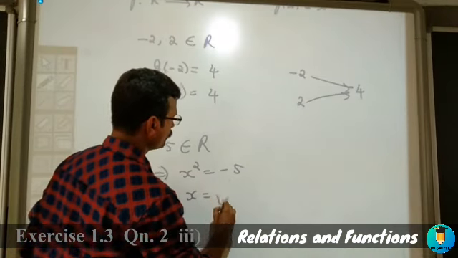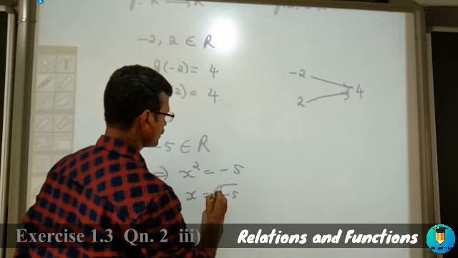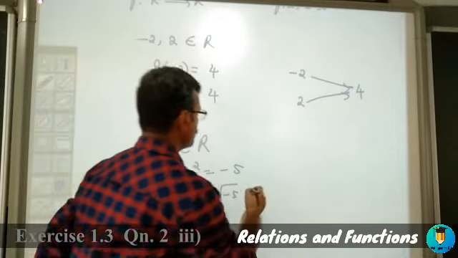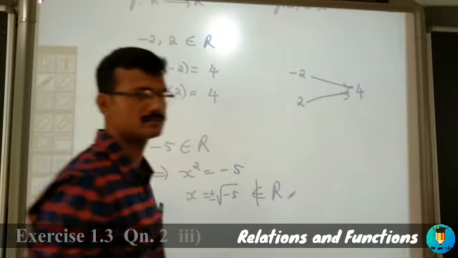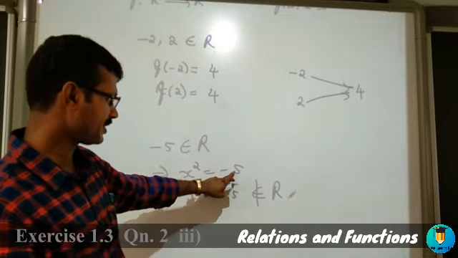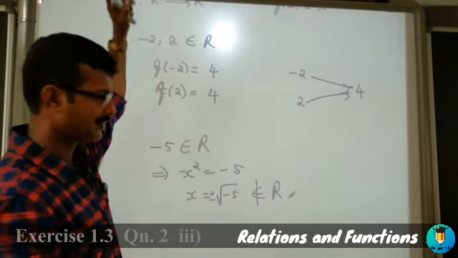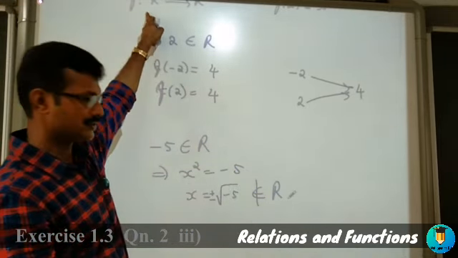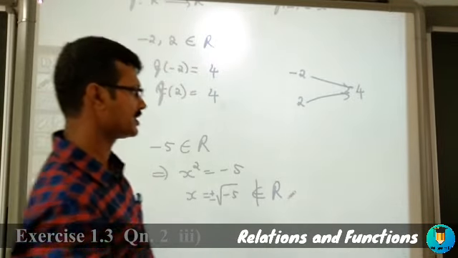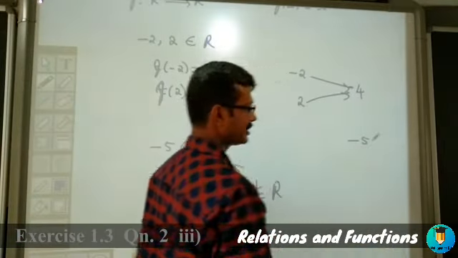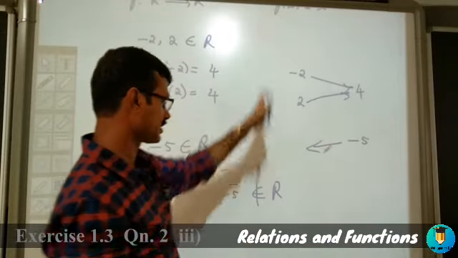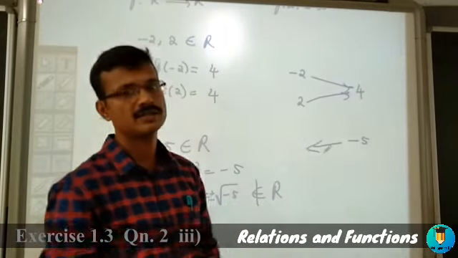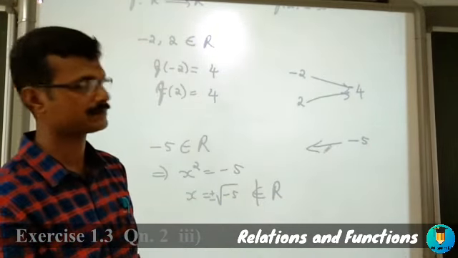X is equal to root -5, with plus or minus. But under the root, a negative number is not a real number. This does not belong to the real number group. That means -5 is not having a pre-image. This clearly shows that -5 is not having any pre-image in the real numbers. So this function is not onto. Therefore, we can say that this function is not surjective.